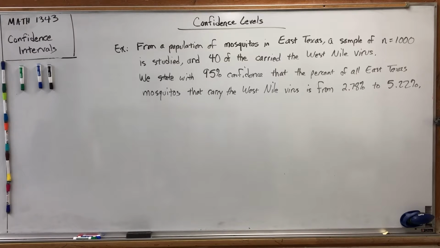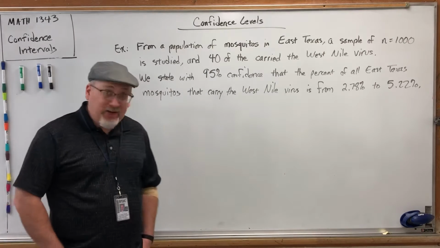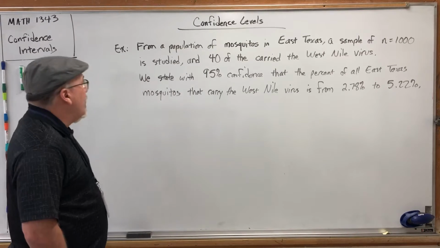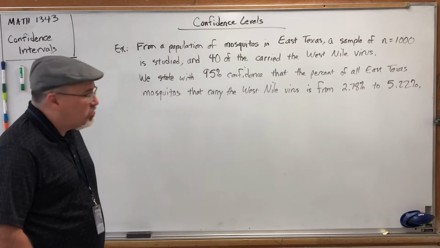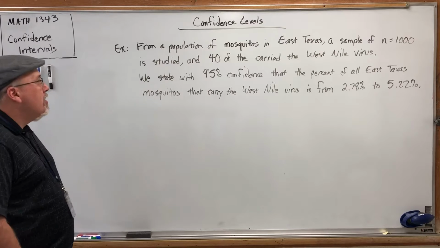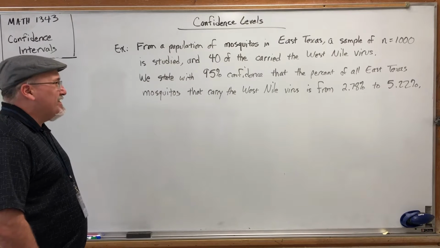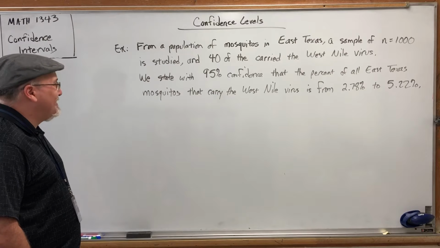Math 1343, confidence intervals. Confidence levels. On the board, you see a word problem that has already been answered, so to speak. There's one sentence, and normally there would be a question afterwards, and then the second sentence is the answer to that question. From a population of mosquitoes in East Texas, a sample of n equals 1,000 is studied.